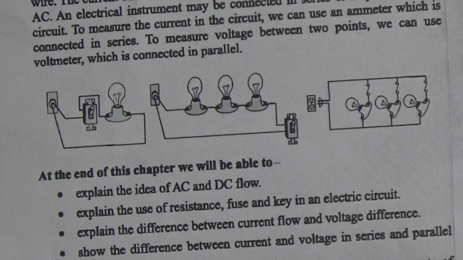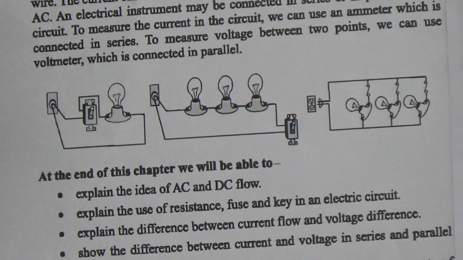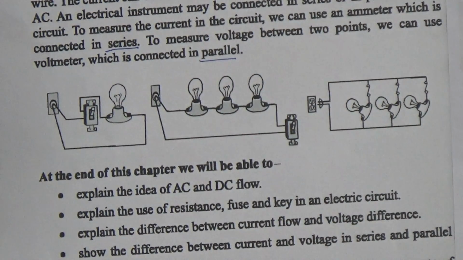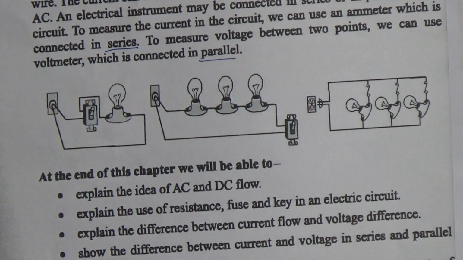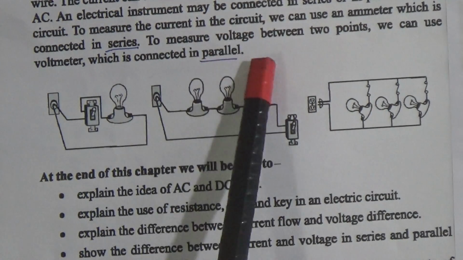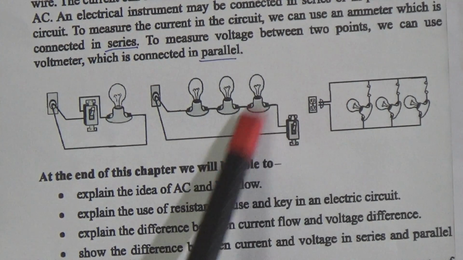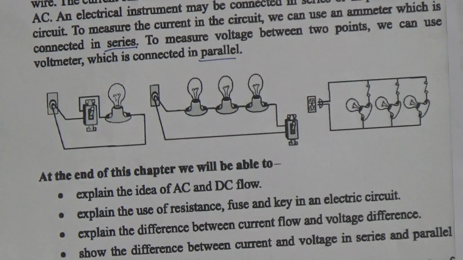Dear students, these things are very important for you, and you have to remember this all the time. An ammeter is used to measure the current in the circuit, and a voltmeter is used to measure the voltage between two ends. Now come to lesson 1, that is, the flow of current.